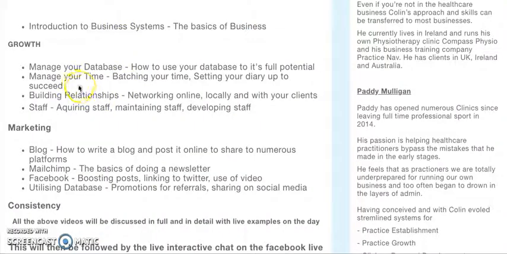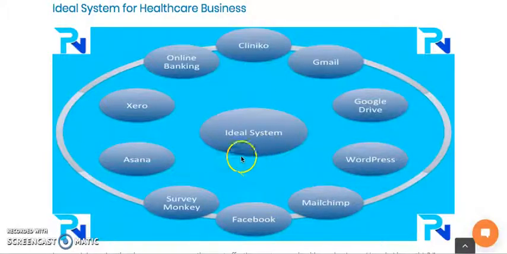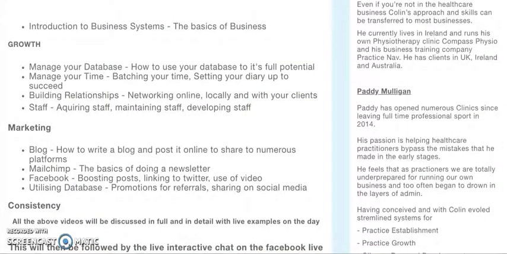Okay, so if we go back then, following the database, it's about batching your time. So looking at the ideal system and going, right, what can I do in one big bulk? Doing your MailChimp and your blogs is something that you would do in batches. So you do maybe 4 or 5 at a time, and that saves time. Networking, we can talk about that as we go. And staff, we've got a lot of KPIs and stuff on that.